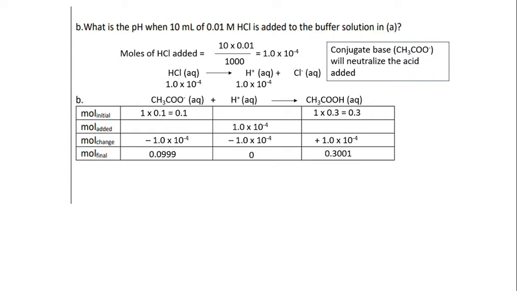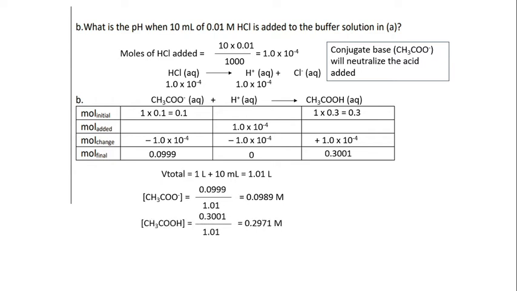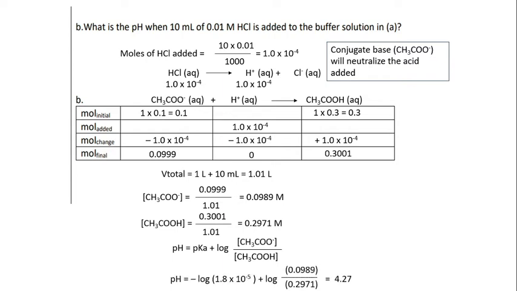Alright, the next step is to calculate the total volume. So we have 1 liter plus 10 milliliters of HCl, which totals 1.01 liters. So we use the total volume to calculate the final concentration of CH3COO minus, which turns out to be 0.0989 molar. While for CH3COOH, it becomes 0.2971 molar. Then we use the formula and substitute the values, and we will get the pH is 4.27. Not much affected from the answer in A.